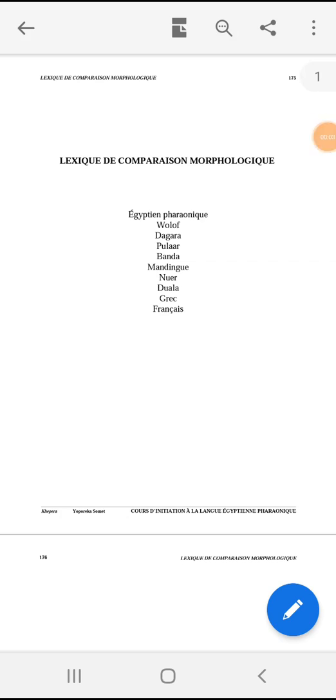Greetings. Some people have been claiming that they don't have anything to do with Kemet or ancient Egypt because they are from West Africa. Well, I will show you a glimpse of the relationship between West Africa and Kemet. I will give you the link to this PDF document where you have a lexicon of comparison between the Medu Netcher, or ancient Egyptian hieroglyphic, and Wolof, Dagara, Fulani, Banda, Mandingo, Nuer, and Douala.